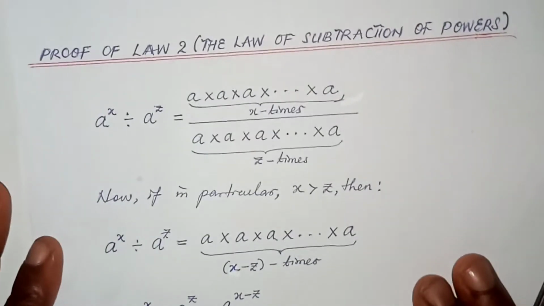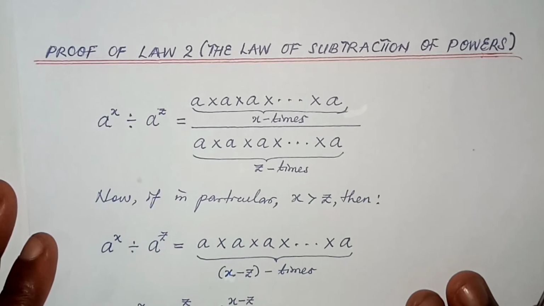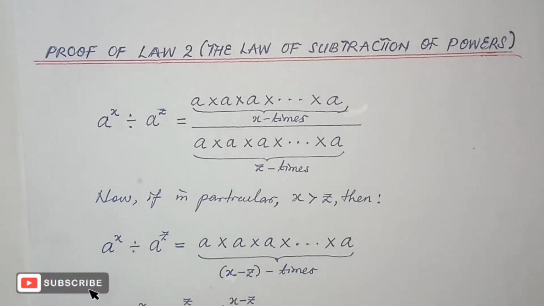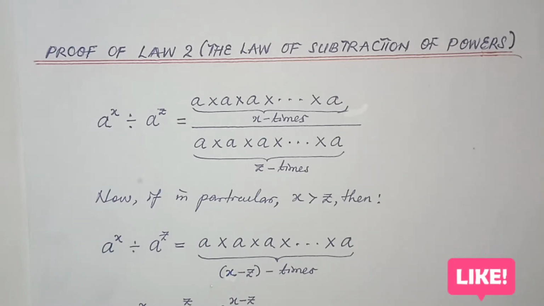Now let's go to law number 2, the law of subtraction of powers. A raised to power x divided by a raised to power z would imply a multiplying itself x number of times divided by a multiplying itself z number of times. Take note, if in particular x, the power there, is greater than z, the power below, then it will mean x number of a's above, or in the numerator, will be divided by z number of a's in the denominator.